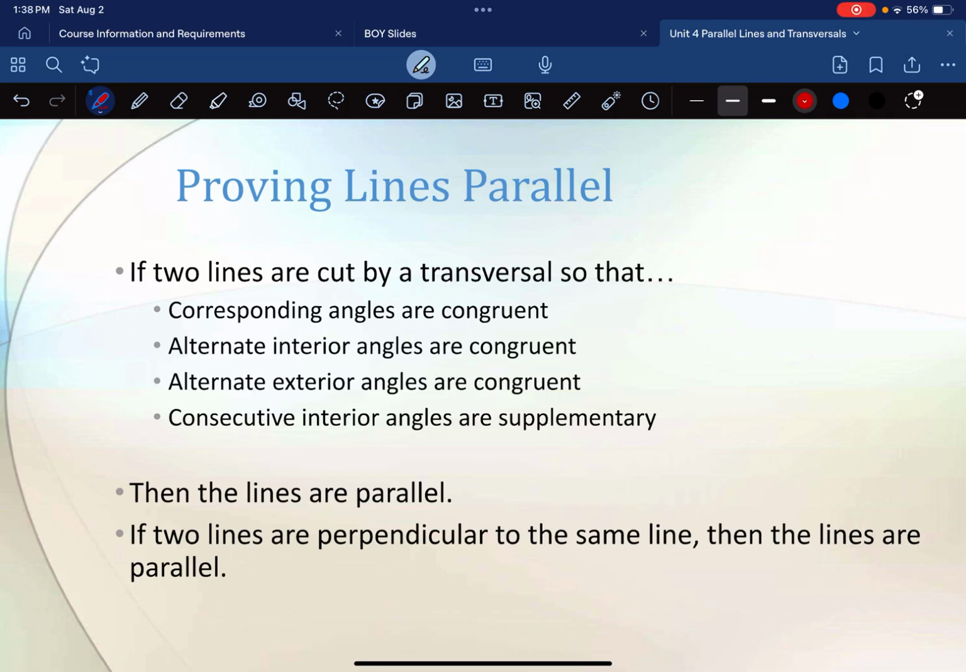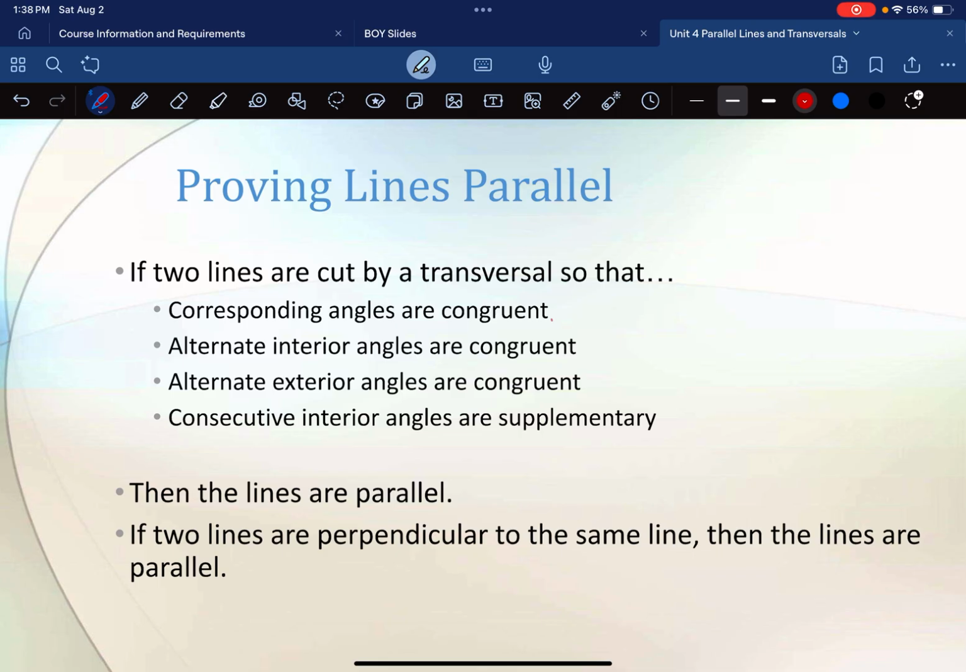So what's different about this slide is now we're going to show that if the corresponding angles are congruent, then the lines are parallel. Instead of saying, okay, I've got parallel lines, therefore I know the angles are congruent, it's the opposite. We're doing the converse of that statement. So now we're saying if we get corresponding angles, then the lines must be parallel.